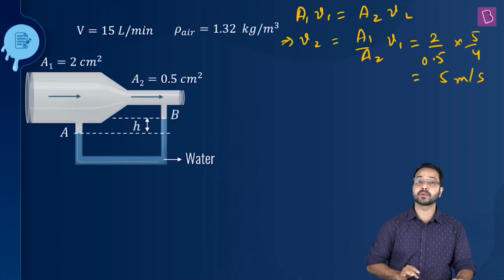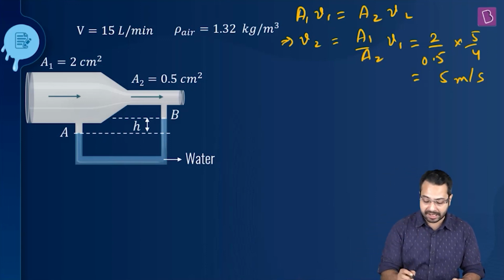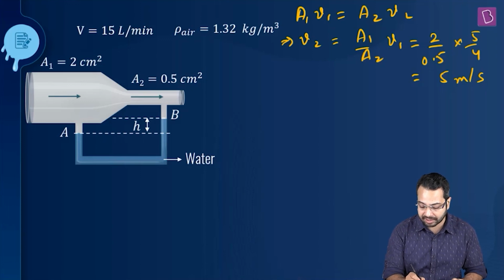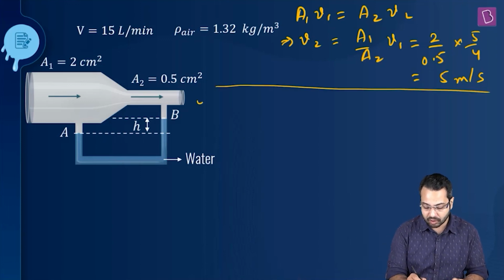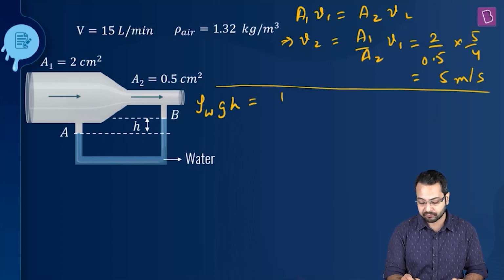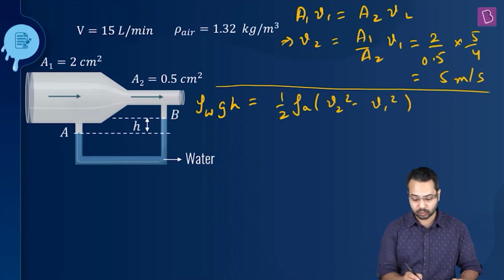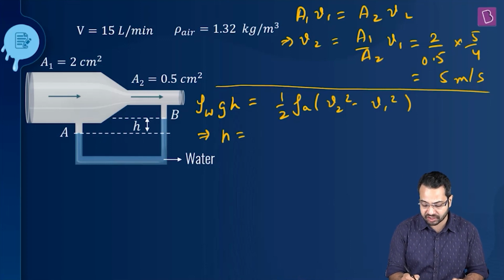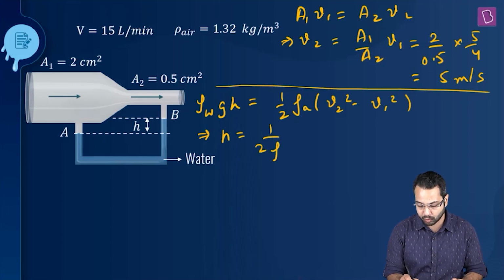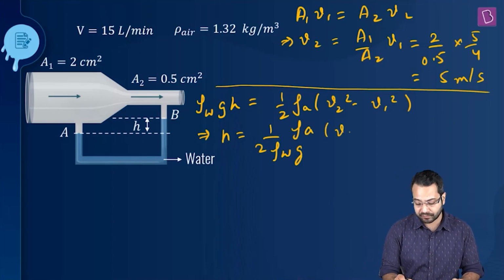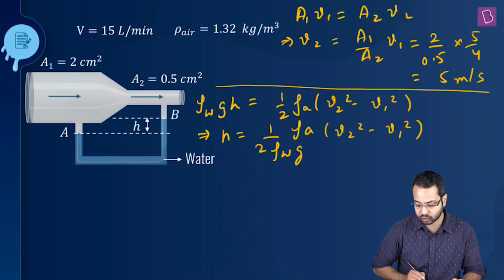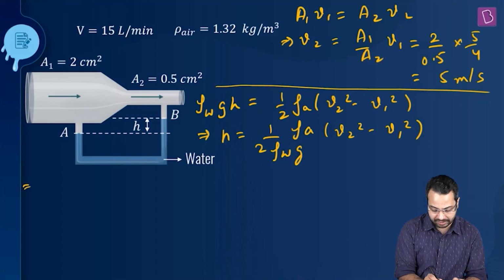So I figured out what is V1, I figured out what is V2, and the equation that we had arrived at was rho of water into g into h is equal to half into rho of air into V2 square minus V1 square. Now all we have to do is do the substitution. So here h becomes 1 upon 2 rho water g. Then in the numerator we have rho air into V2 square minus V1 square. Now let's substitute the values.